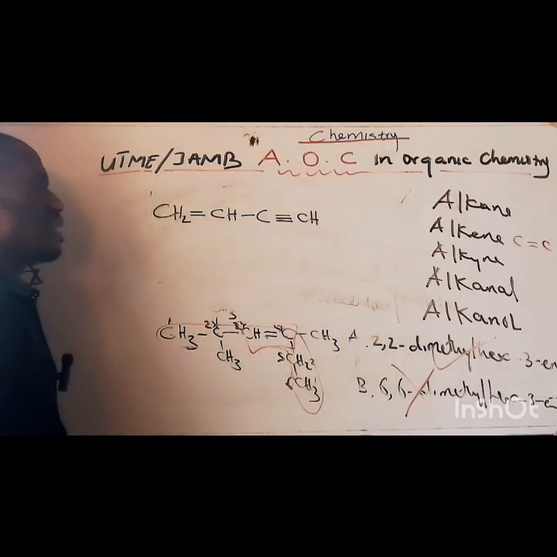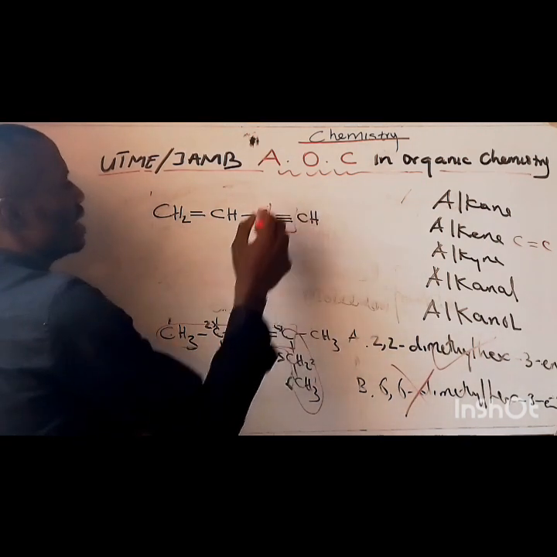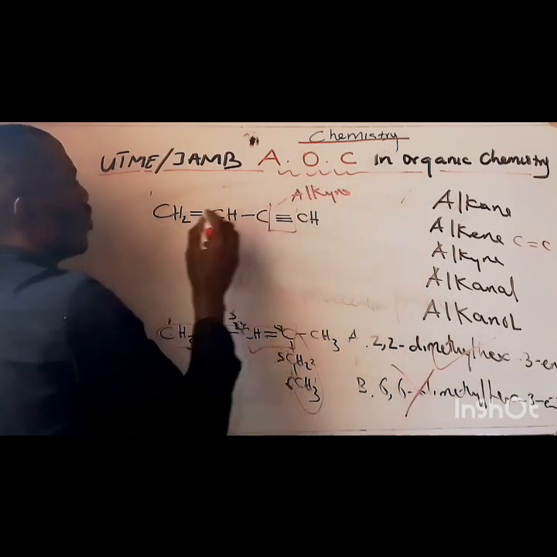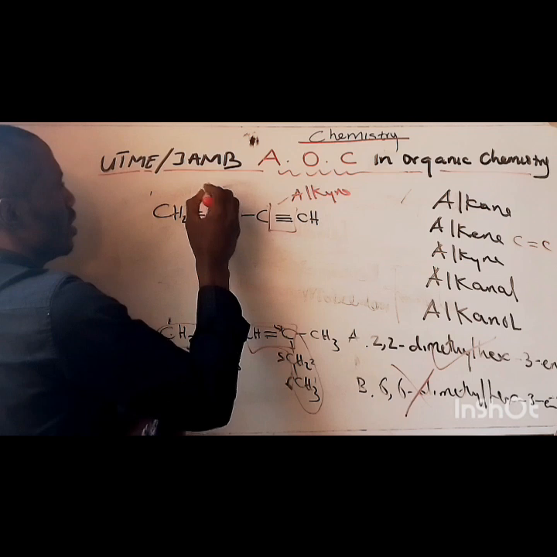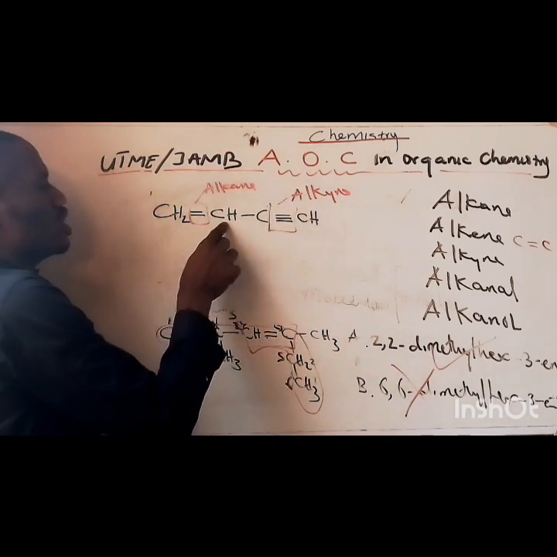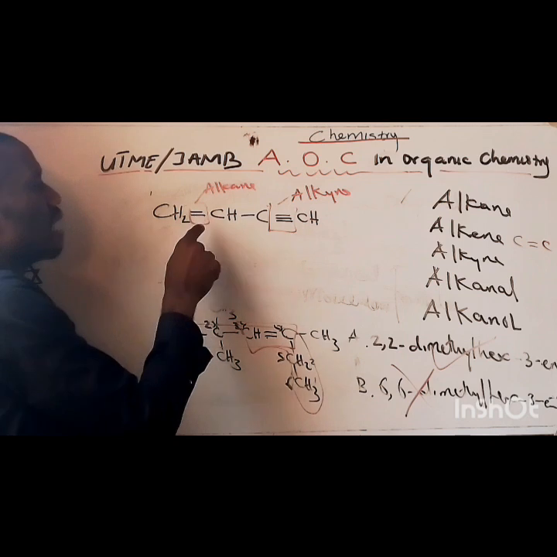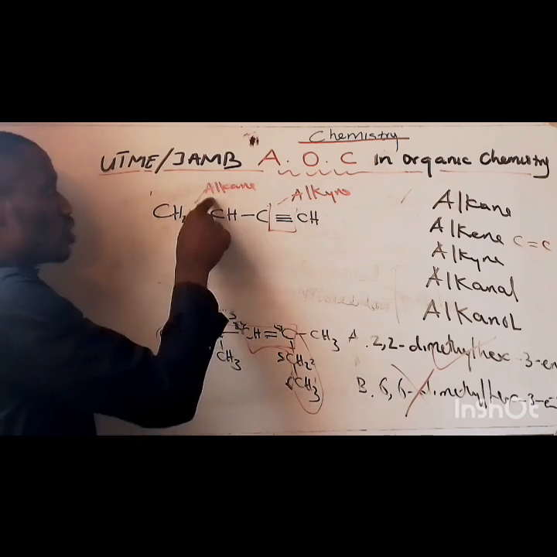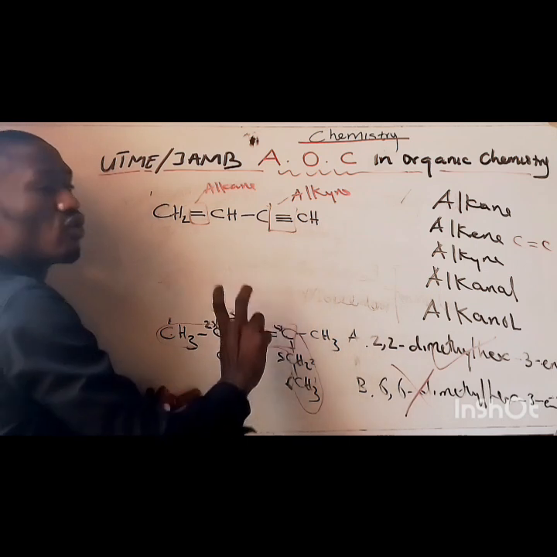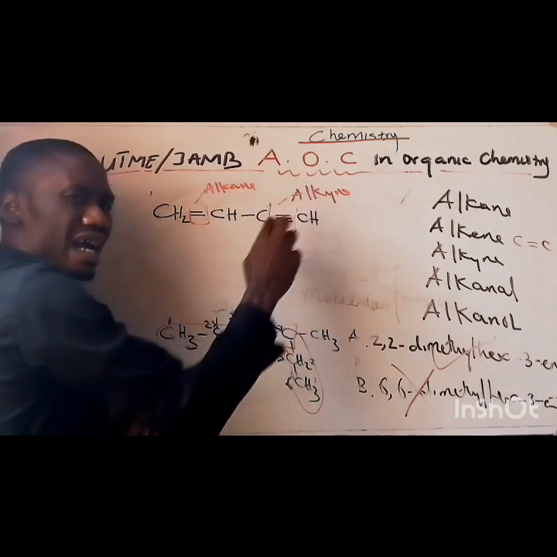Something like this. This has two functional groups. We have the alkyne, and we have the alkene. Now, this one needs to lose 2 hydrogen atoms to form the alkene: one hydrogen atom here, one hydrogen atom here to form the alkene double bond. 2 hydrogen atoms here, 2 hydrogen atoms here to form the alkyne triple bond.